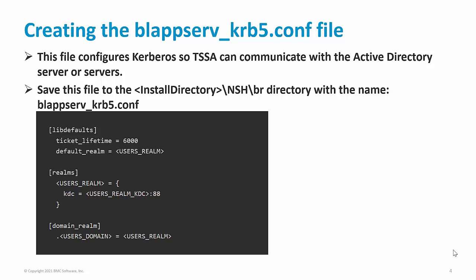Create a text file and add the content mentioned on the screen. Kindly note, we cannot use IP addresses here. The application server must be able to resolve the DNS server names of Active Directory servers. USER_REALM is the realm where the users are defined. USER_REALM_KDC is the host name for the KDC which is servicing that realm. And USER_DOMAIN is the DNS name of your domain controller.